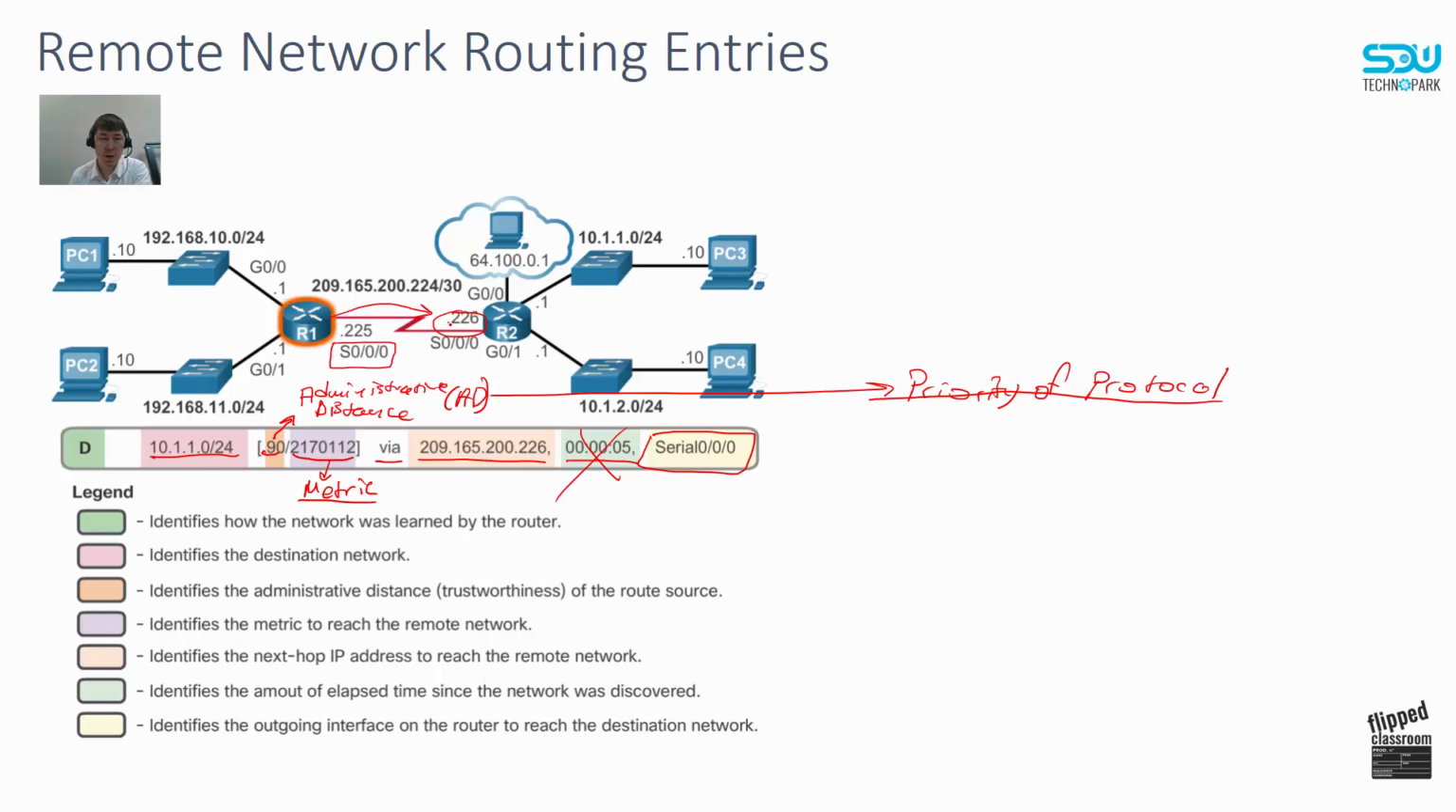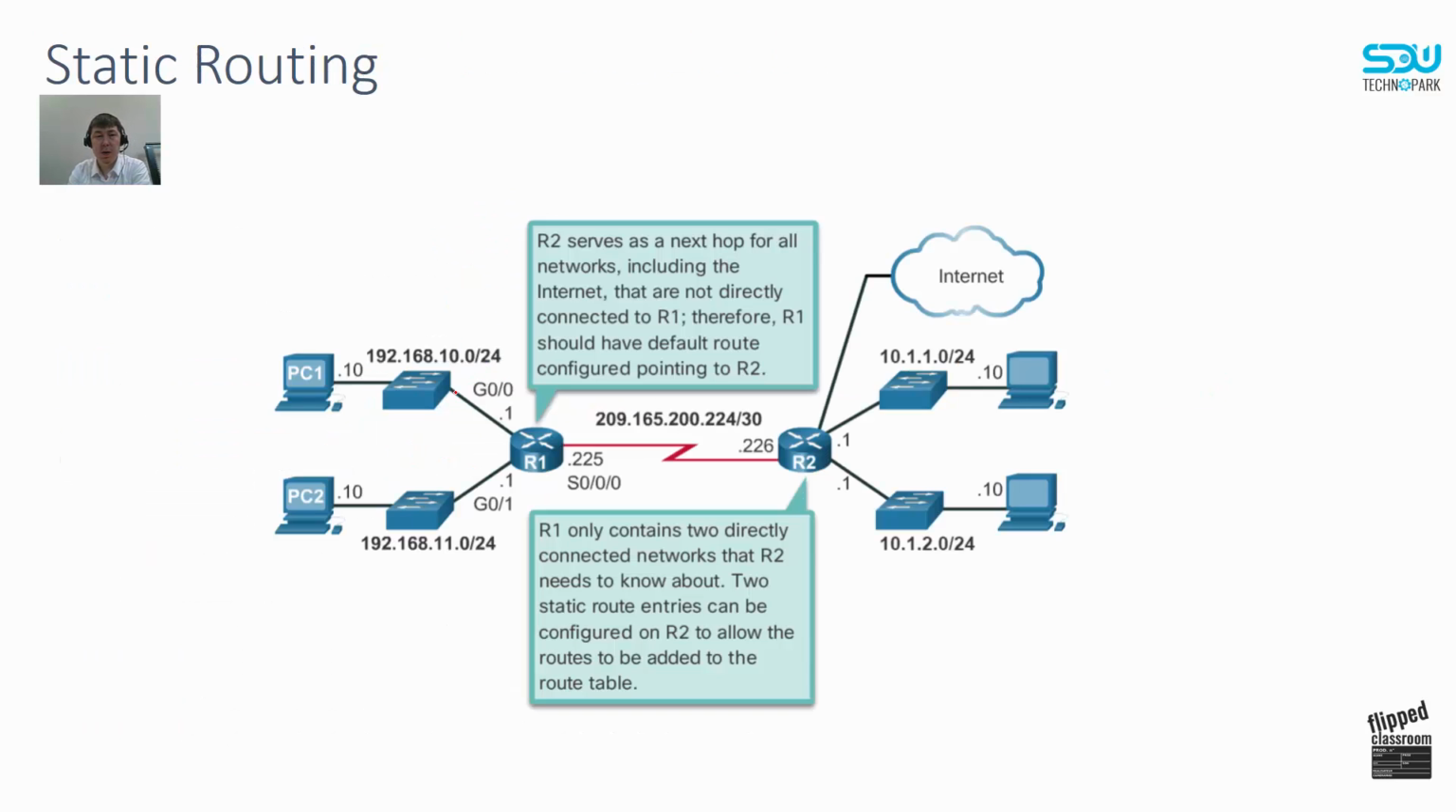We have connectivity to this network 10.1.1.0 through the 226 IP address. Now it's time to speak about static routing and dynamic routing. So how can we provide information about the foreign networks?